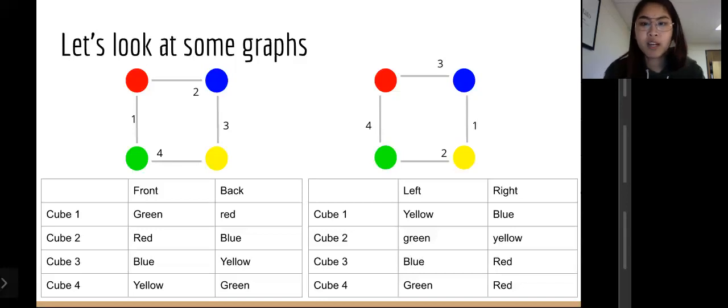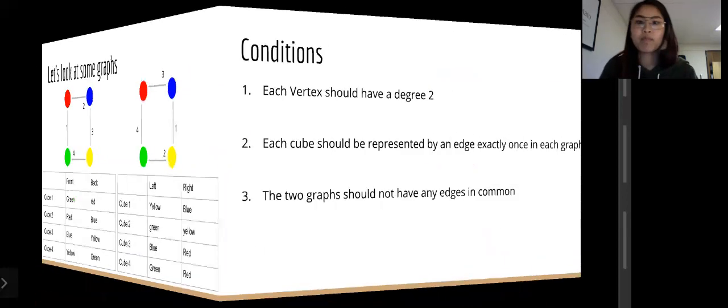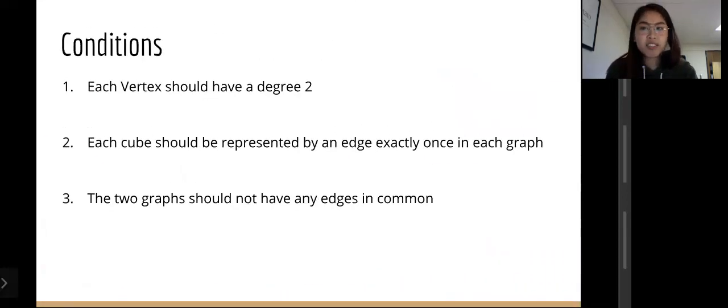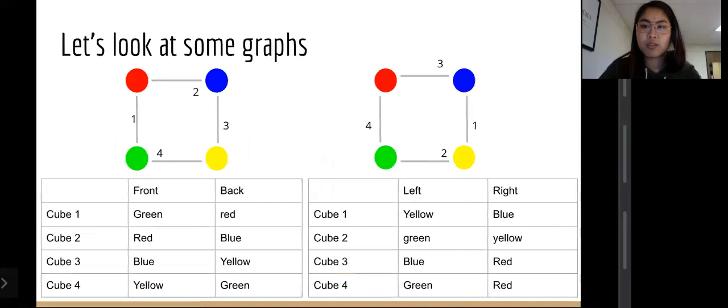But even though the 2 graphs look similar, I will move on to the conditions and explain why they don't work. So we have 3 conditions that we need to look at when looking at the graphs. Each vertex should have 2 degrees. Each cube should be represented by an edge exactly once on each graph, and the 2 graphs should not have any edges in common.